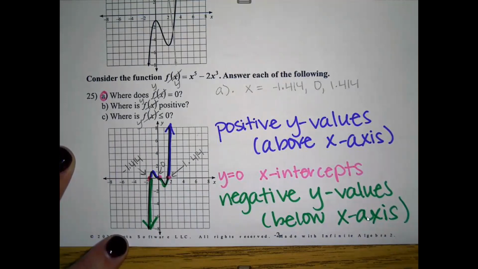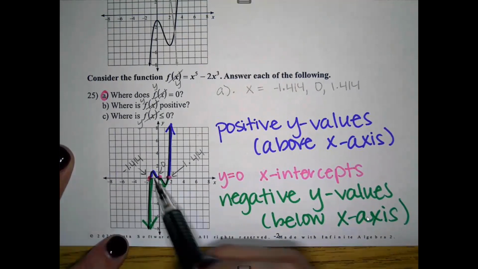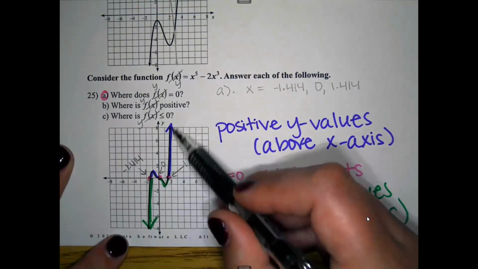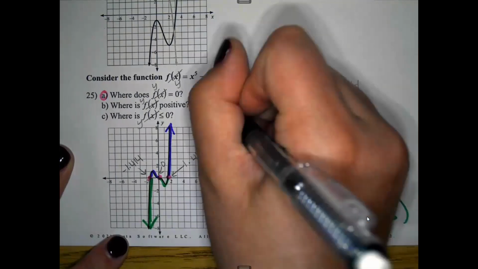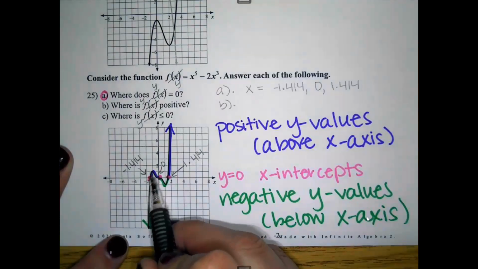Where is the y value positive? So how are we going to answer this? Just the above the x-axis parts. So I've got to answer this little part right here, and then this part right here. I've got to do my purple. So what should I say for this little piece right here?